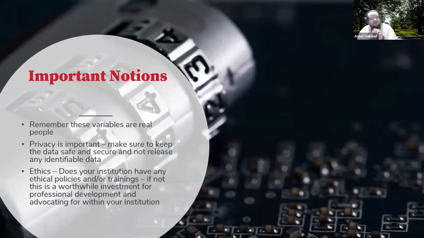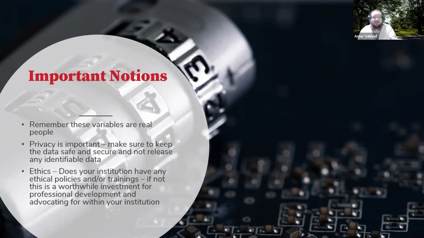Okay, some important notions I always like to keep out there is just to remember that the variables that we work with, they're real people. So we may think of, we're collecting sex, we're collecting gender, we're collecting race and ethnicity. We've got 57 out of 112 here, and we start focusing on, here's the categories and here's the raw number.